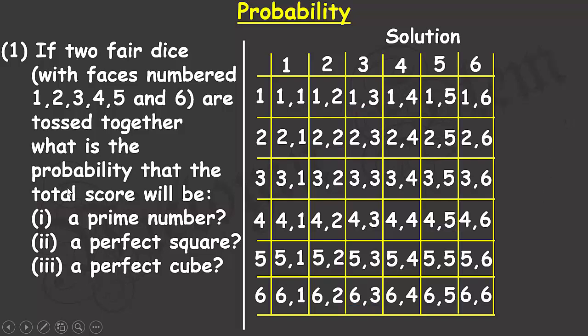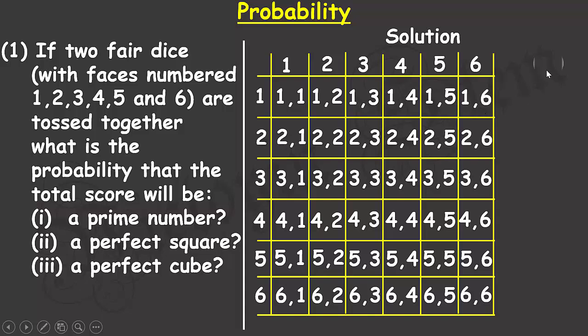The probability that the total score will be a perfect cube. A perfect cube is a number whose cube root is equal to a whole number. And the only perfect cube I can get from this data is 8. The cube root of 8 is 2. The next perfect cube is 27. And I've mentioned earlier, 6 plus 6 is 12. I can't have any number more than 12. So I'll only target 8. Okay? So from the first row here, I can't get any value that sums up to 8.